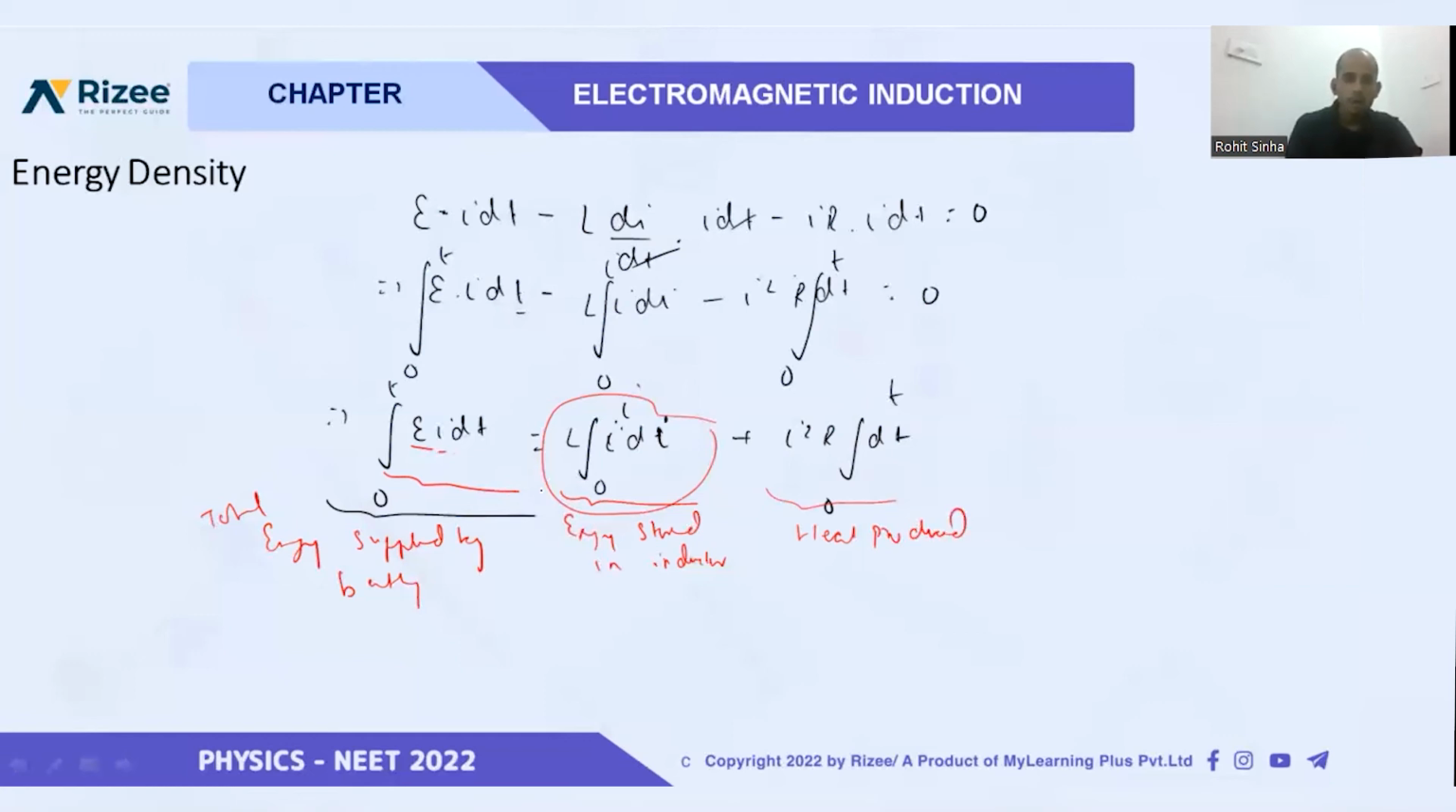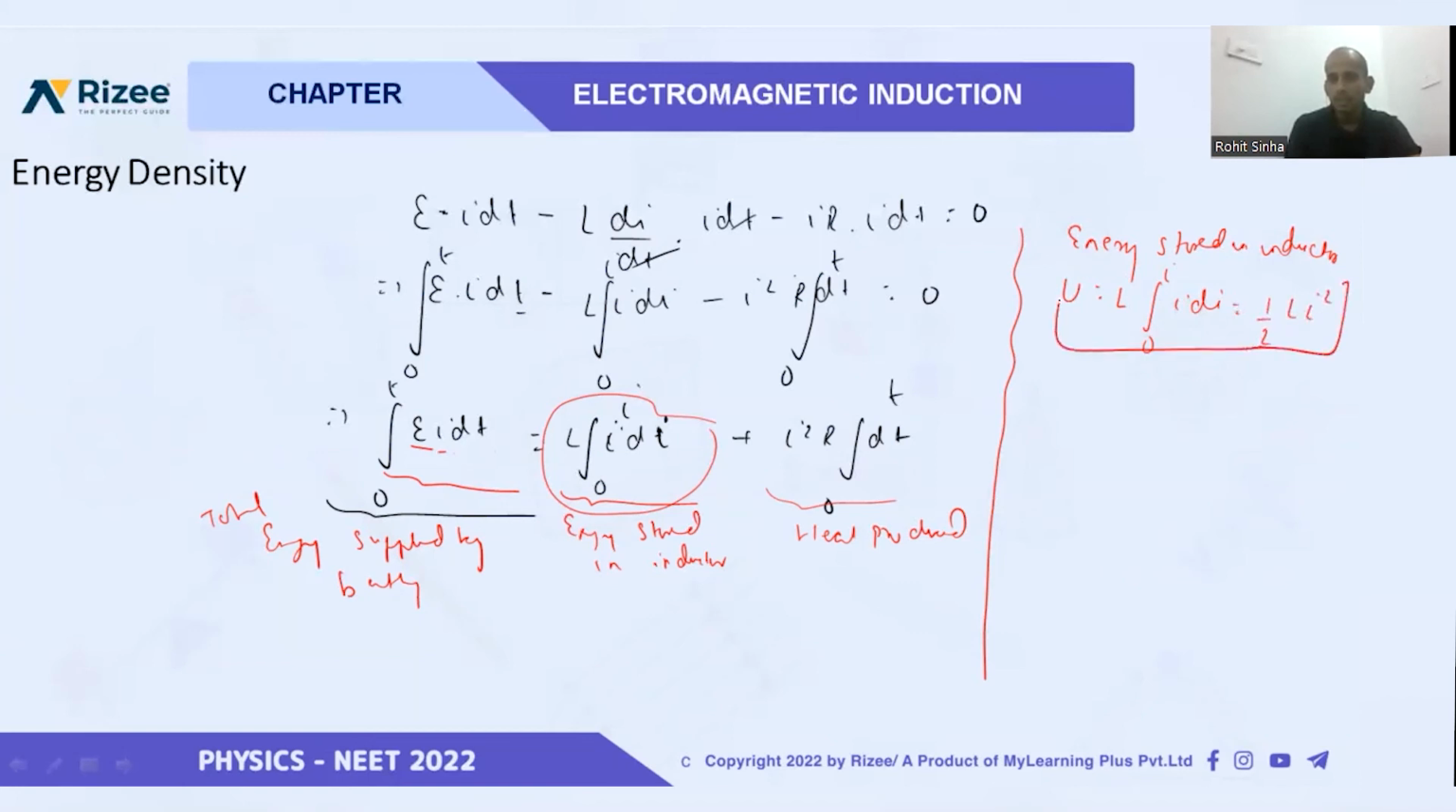Now from here we can say that the energy stored in the inductor will be equal to L times the integration of I di, from 0 to I. If you solve it, you will get half L I square. Remember this very important formula: energy stored in an inductor is half L I square.